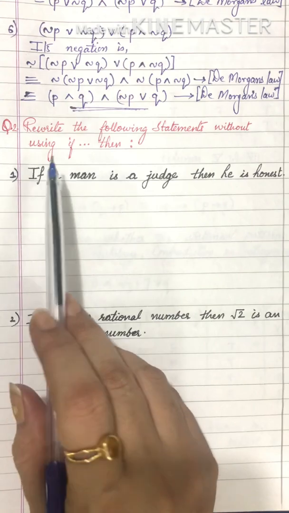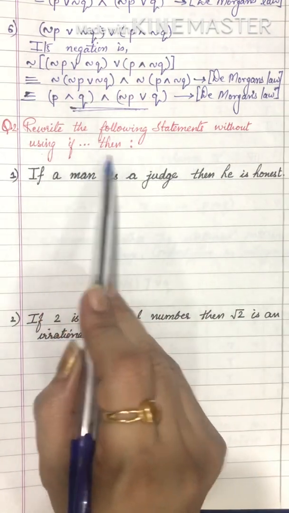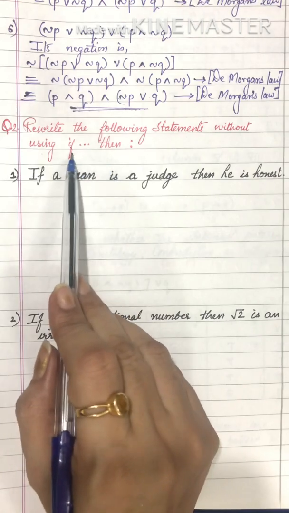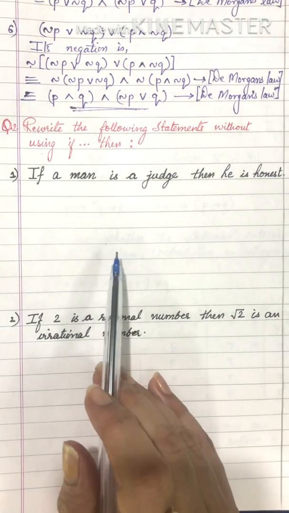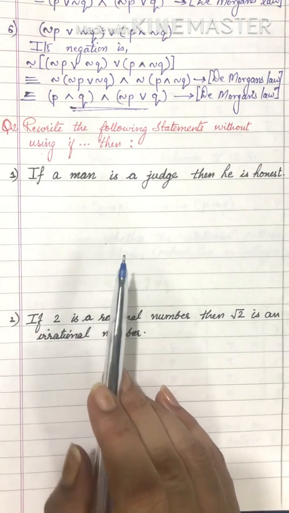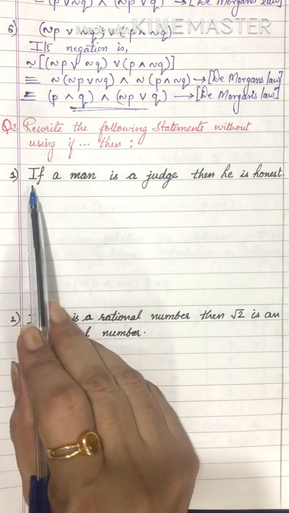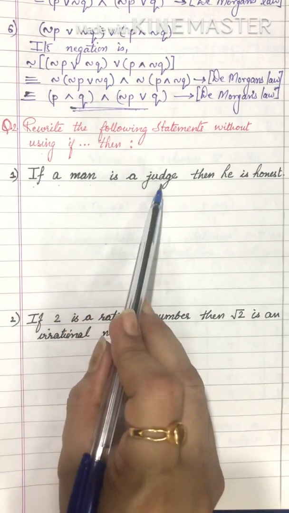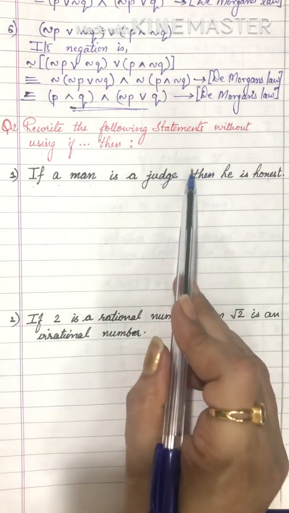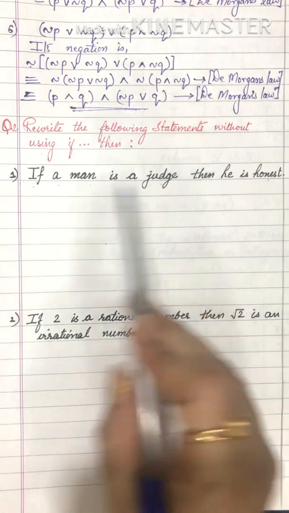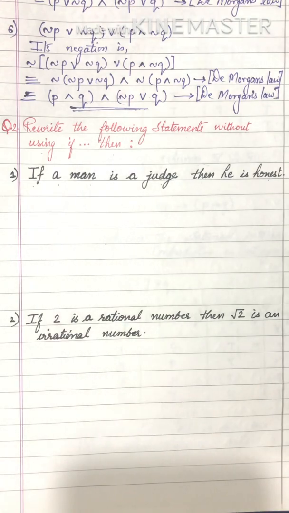Our next new type of question is, rewrite the following statements without using if then. This is the conditional statement if then, and we have to remove that conditional if then, write it in the symbolic form and then write it in simple form ahead. Now see, the first statement is: if a man is a judge, then he is honest. Now see, it was already explained to you. If you get if then, it is a single implication, a conditional connective.